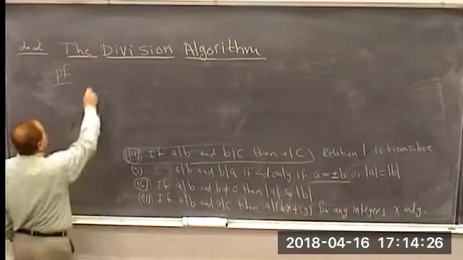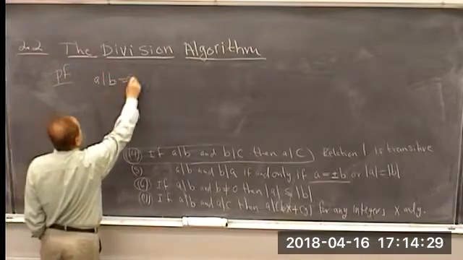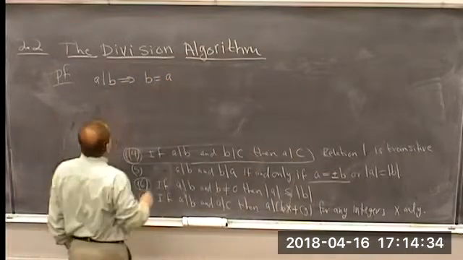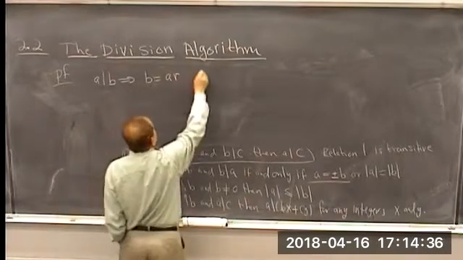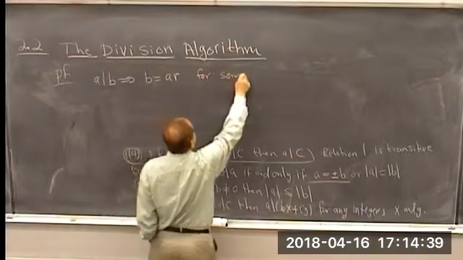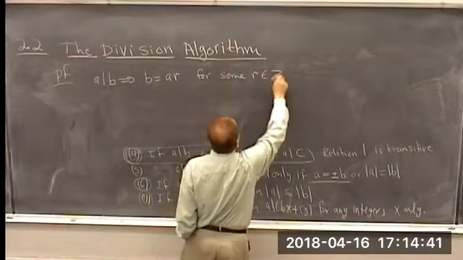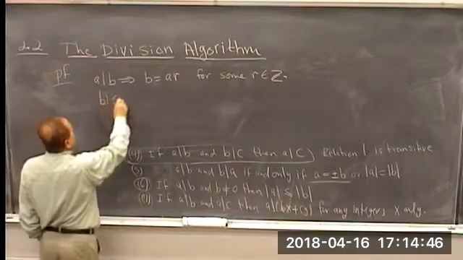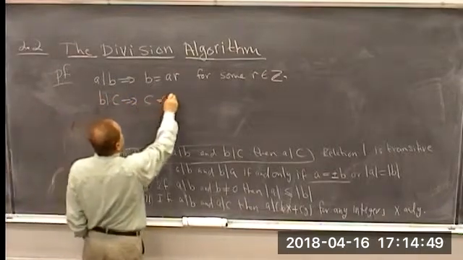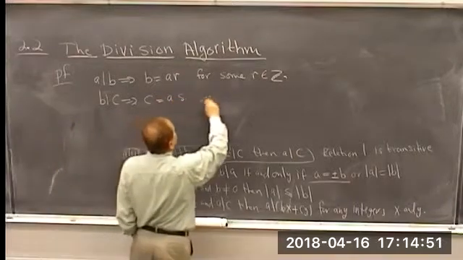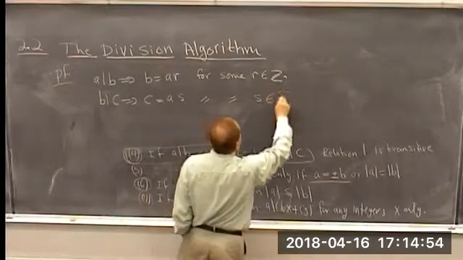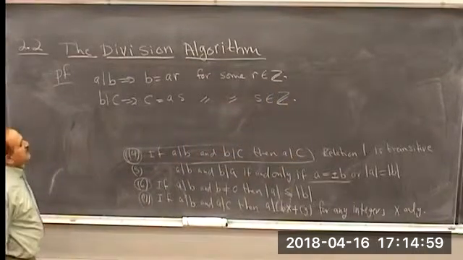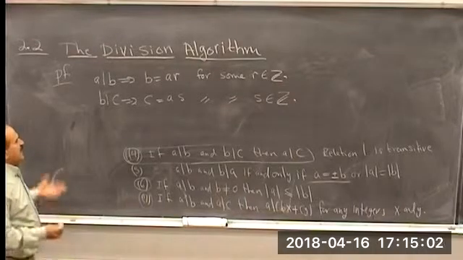So we are given that A divides B implies that B is equal to AR for some R in Z, and B divides C implies that C is equal to BS, for some S in Z. Now we're going to find a relationship, an equation between A and C.